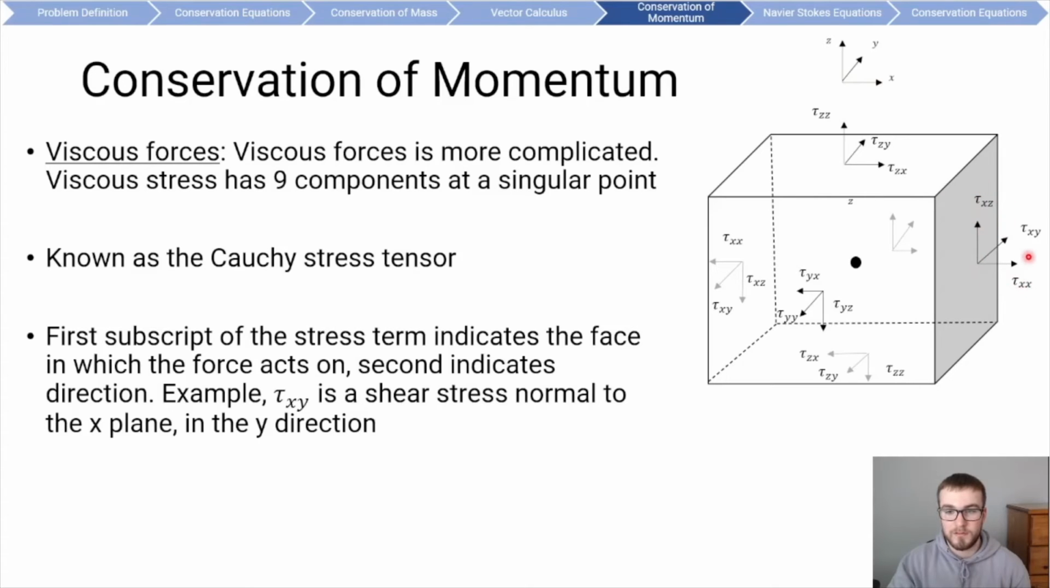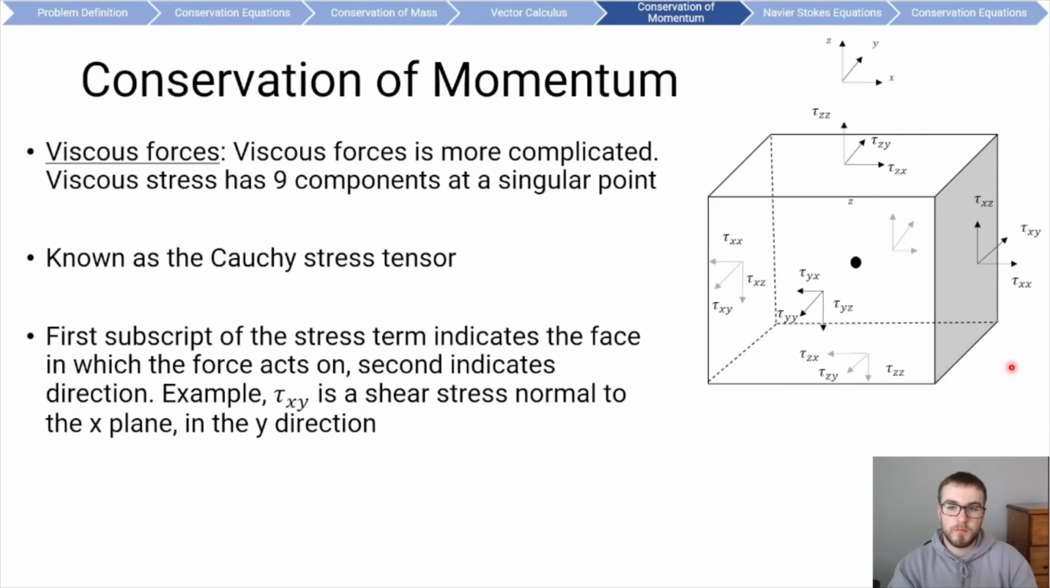So if you have a look at the x direction here, you can see that these three terms all have x as their first subscript. That means they act on the surface which is normal to the x direction. So that's what this first subscript indicates. And then the second subscript indicates the direction in which the stress acts. The second subscript here is x, so it acts in the x direction. This one is y, it acts in the y direction, and this one is z, so it acts in the upwards direction, or the z direction.